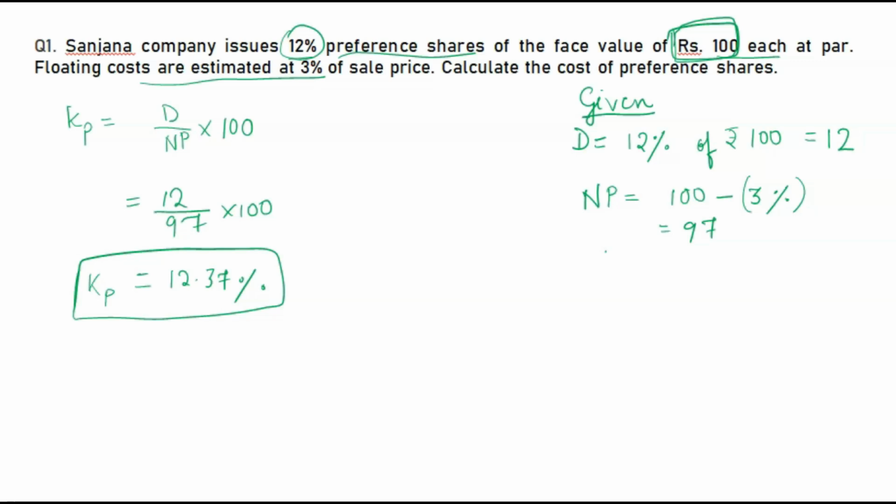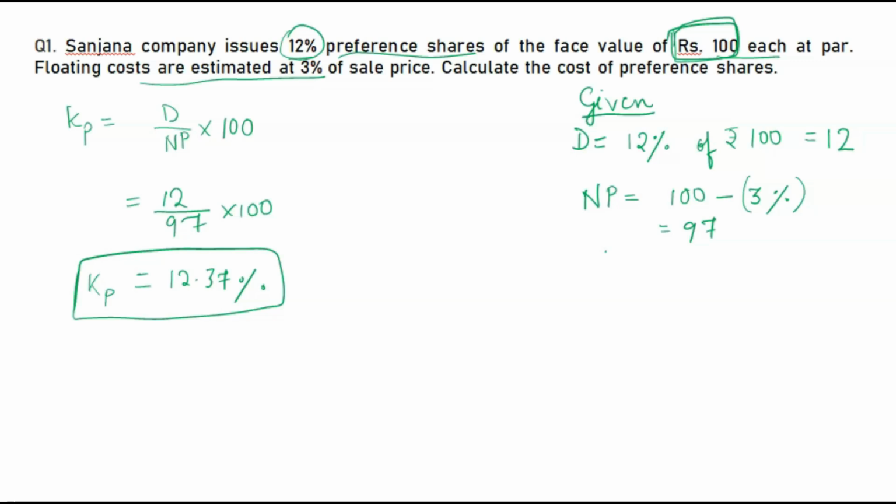If the number of shares had also been given, let's say 5 lakh was net proceeds, then on that 5 lakh we'll calculate this 3% floating charges and deduct that. And on this dividend, we'll calculate 12% on 5 lakh and take that value. But as the number of shares is not given, we'll take this. So I hope it is clear to you.